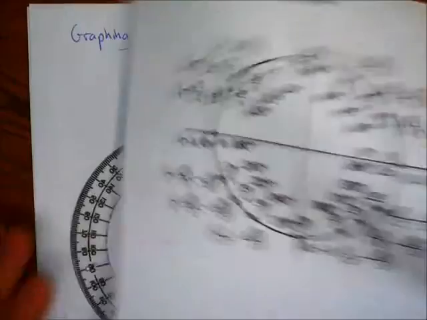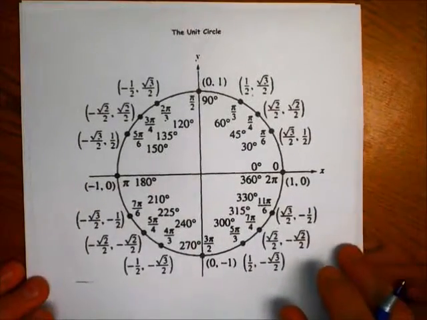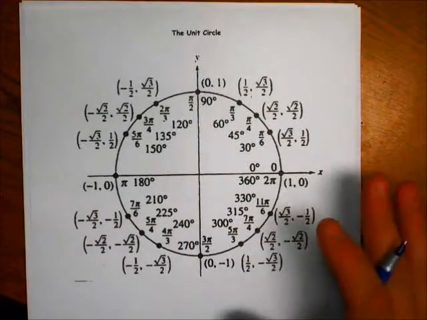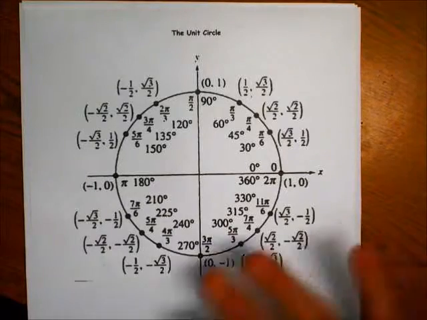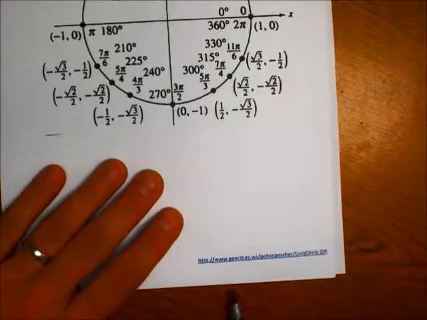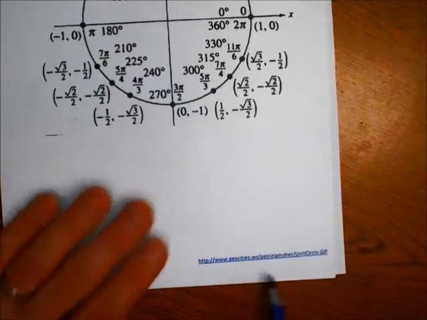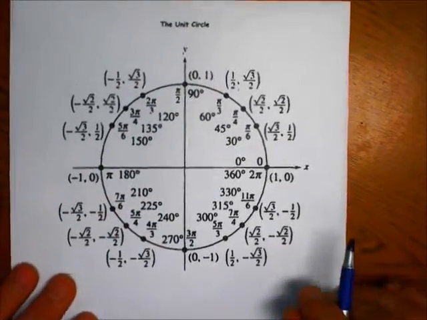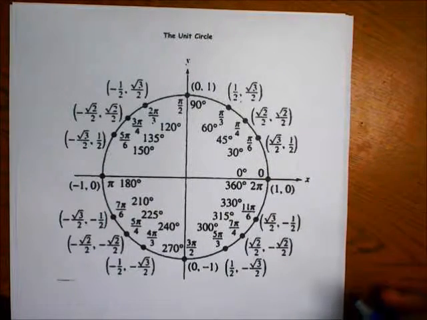All right, before we begin, let's just look at the unit circle. Everything in trig really comes back to this, and this includes the tangent functions. This is a great unit circle, actually. I got it from www.geocities.worksheet. Just search these images. I like this one because it has the degrees and the radians right there.